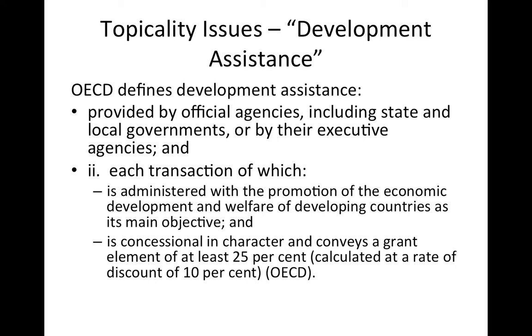First is that development assistance has to be provided by official agencies, which means that any sort of plan that deals with corporations or individuals is not topical. Second, the main objective of development assistance is to promote economic development and welfare of developing countries, which means that any sort of plan that deals with some sort of external interest that a state might have does not constitute development assistance.